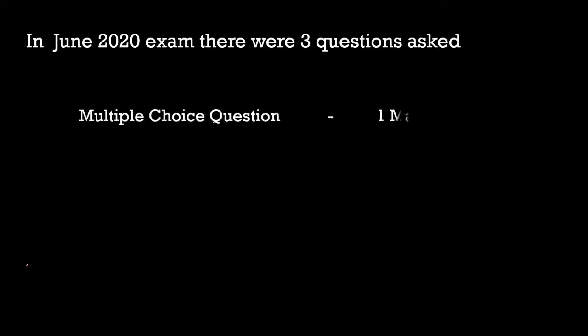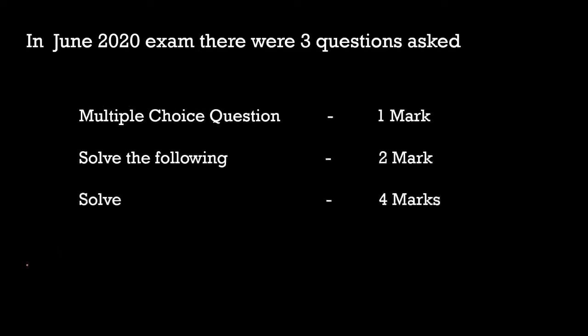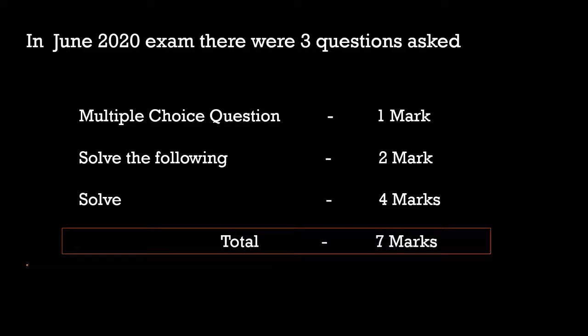In my previous videos, we have discussed arithmetic progression questions asked in March 2019 and June 2019 Karnataka State Board exams. Now I am going to explain questions asked in June 2020 from arithmetic progression. In the June 2020 exam, a total of 7 marks were covered from this chapter.